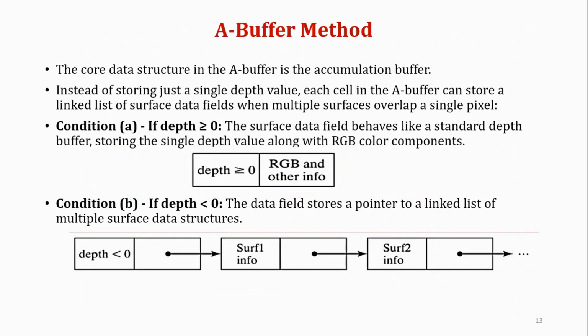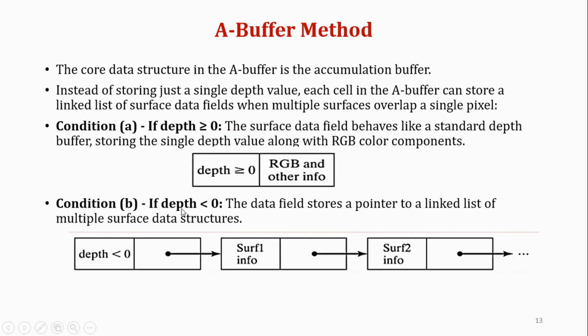The A buffer uses a more sophisticated storage mechanism. In case one, if only one surface exists at the pixel, the buffer behaves like a normal Z buffer method. It stores only the depth and the RGB color. So it doesn't have multiple surfaces, only one surface.